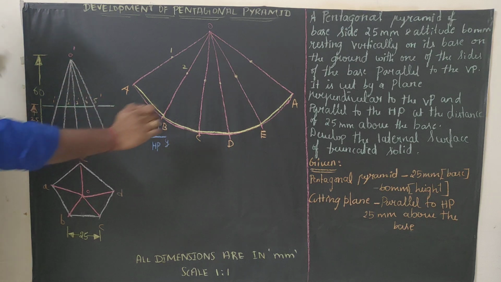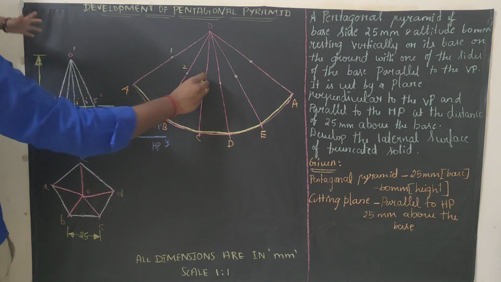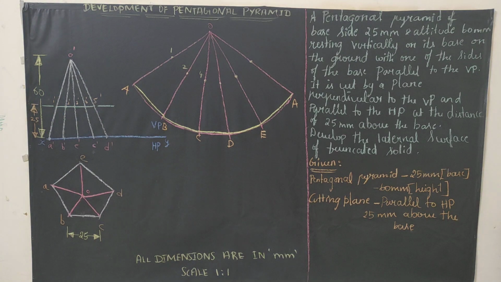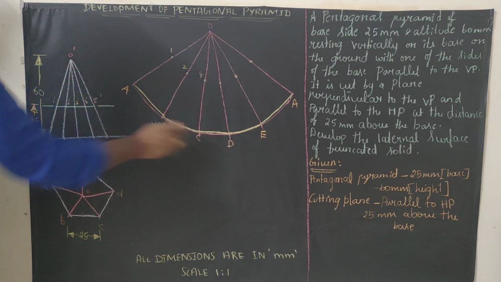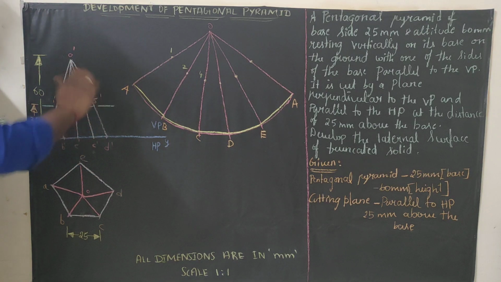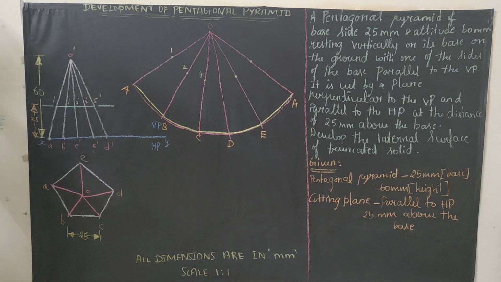Measure from O dash to 4 dash. So in C you need to measure and mark it as 4. Next point is between O and D. Okay, so 5 dash is between O dash and D dash. So you need to measure from.